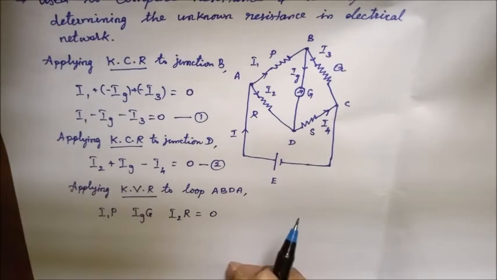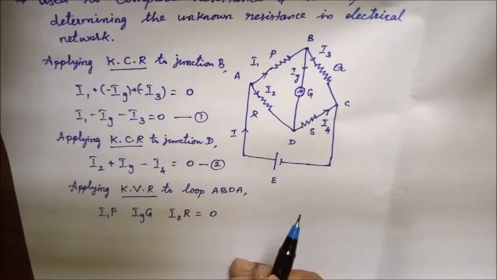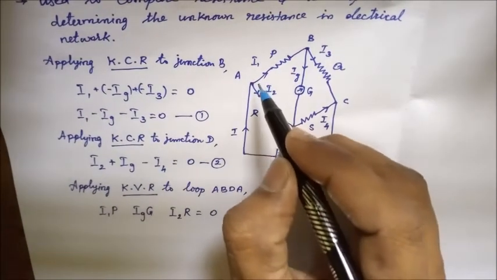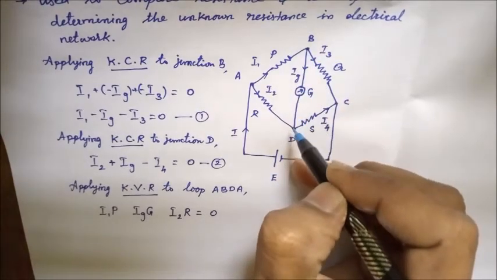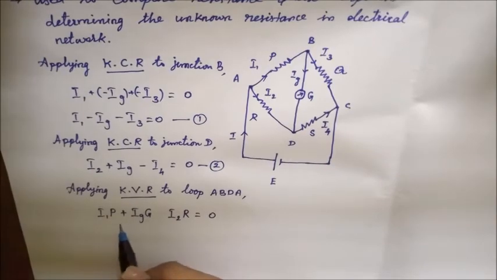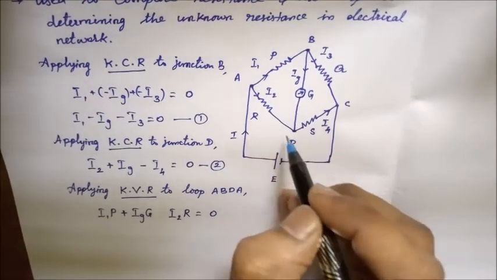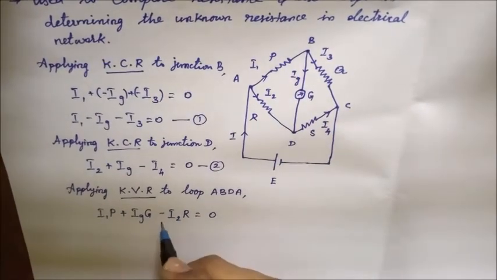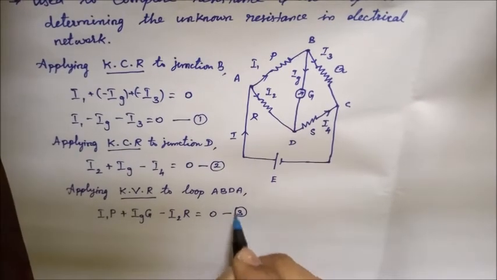So what is the sign convention? When the direction of flow of current is clockwise, we take it as positive. So here I1P is in the clockwise direction, then IgG also is in the clockwise direction. So the first two terms become positive. And the next, I2R, is moving in the anti-clockwise direction, so the anti-clockwise direction will be denoted as minus, and this is equation number 3.